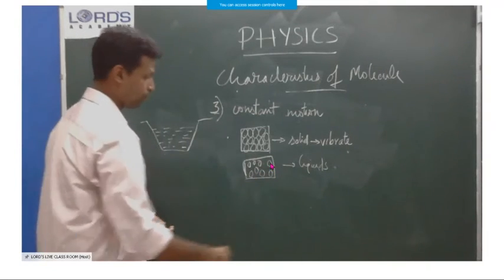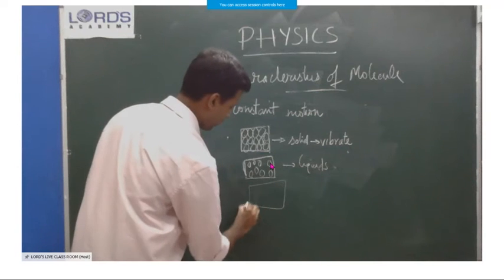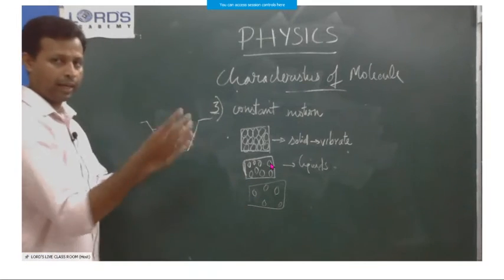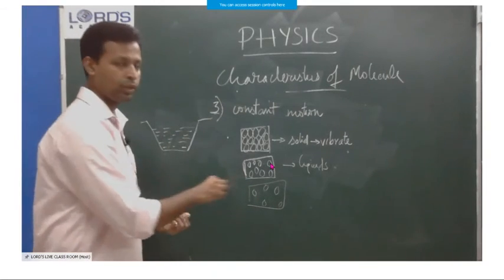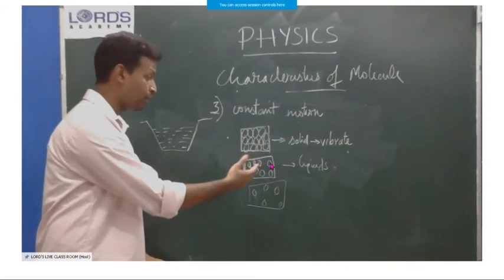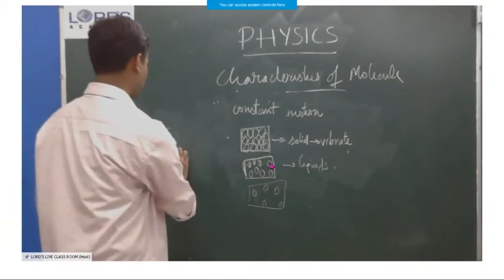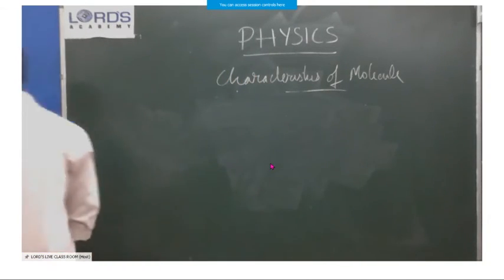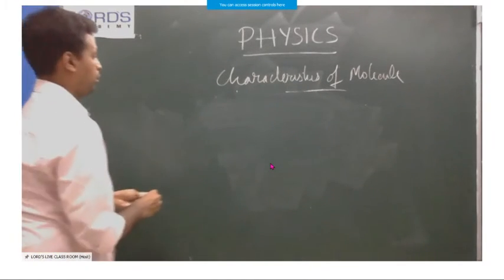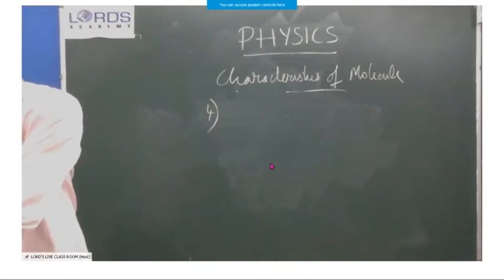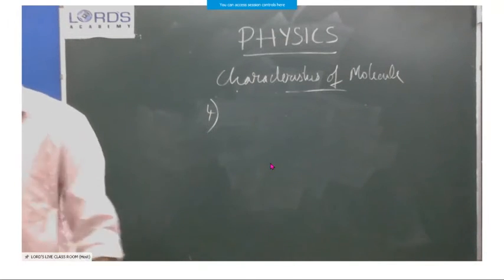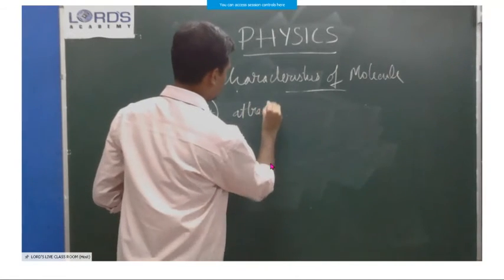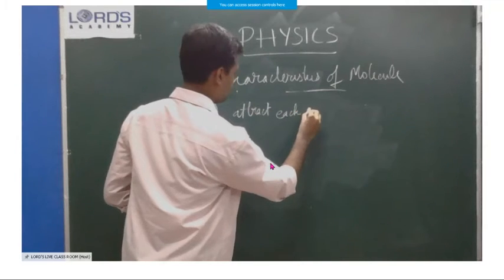These molecules can move. But when we come to a gas, what happens? They are less in number and they can move easily. In the air, they can move easily, and their motion is comparatively more than liquids and solids. Now we move on to the fourth point. The fourth point is they attract each other.